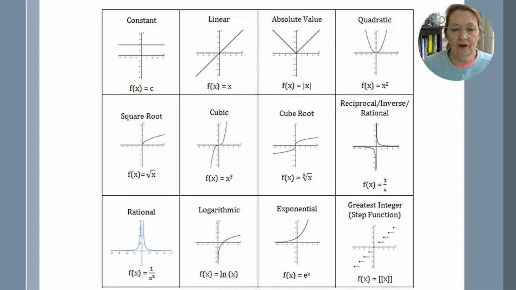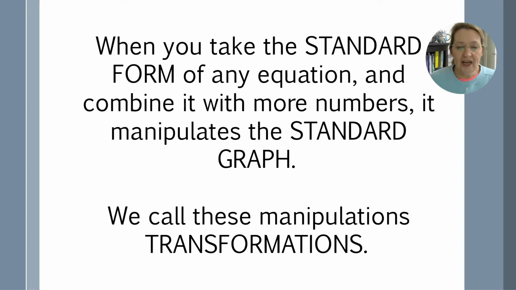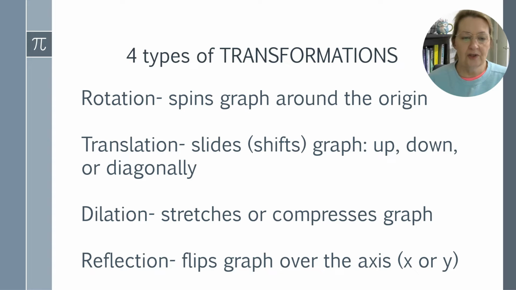Now, here's a chart of 12 different base equations, and this is where everything starts. These equations at the bottom of each graph, that's your starting point. So everything else is just going to move it around. When you take the standard form of any equation or family and you combine it with more numbers and/or variables, it manipulates that standard graph. And we call these manipulations transformations. There are 4 types of transformations.